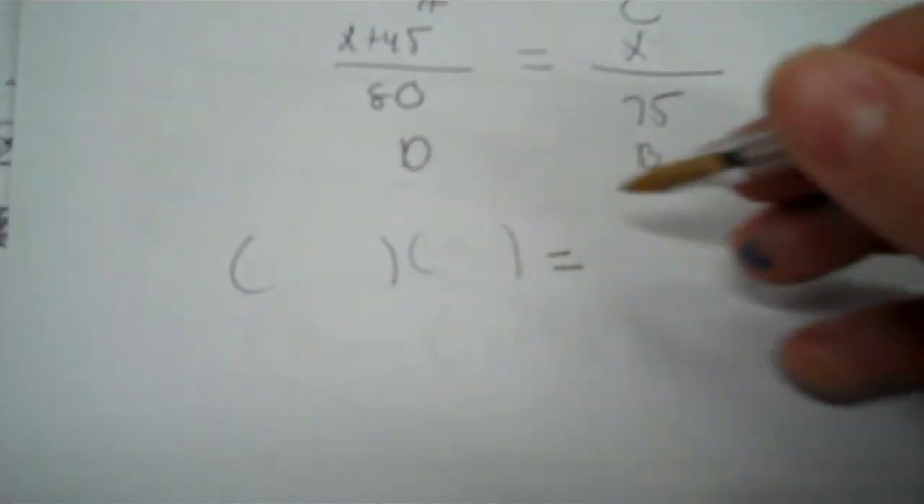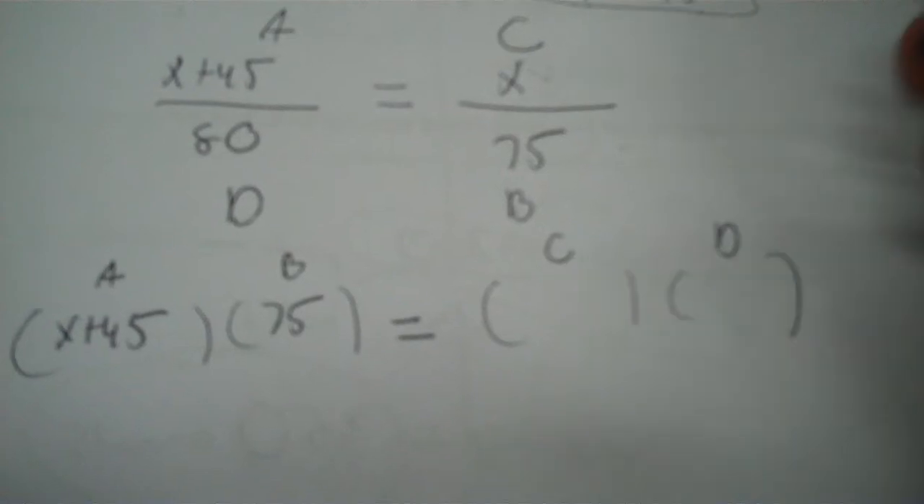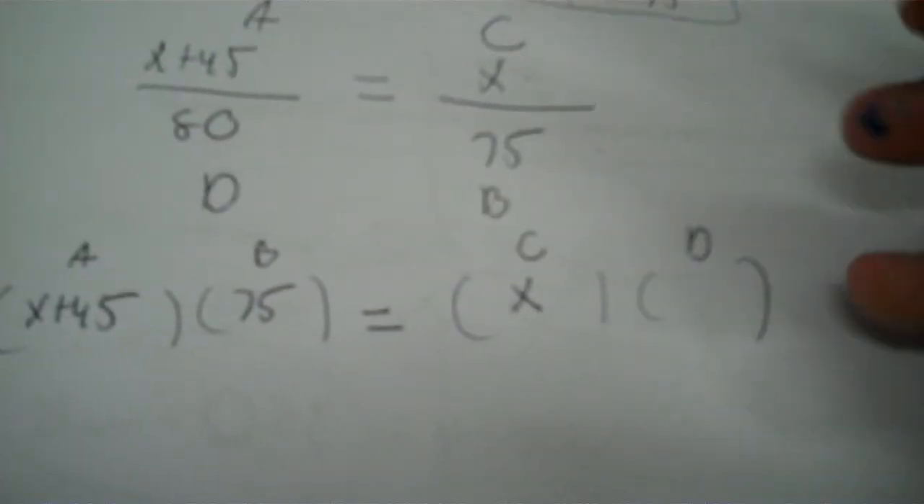So you're going to use your A, B, C, D method from problem number 2. So I line up my equals. I put 2 parentheses on each side. And I'm going to take A times B equals C times D. So A is x plus 45, the expression. B, 75. C is x. D is 80. Put 1s in front of the x's. You don't have to have any minus signs you have to change, so that's good.